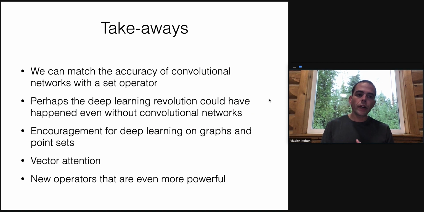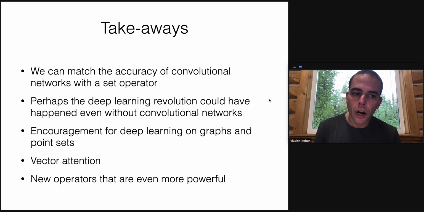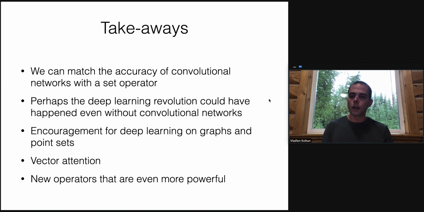So the takeaway so far from this first part of the talk is that we can match the accuracy of strong convolutional networks on image recognition without using convolutions, and in fact with a set operator, which is structurally very different from the convolution.